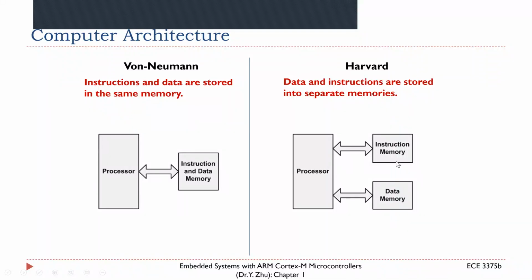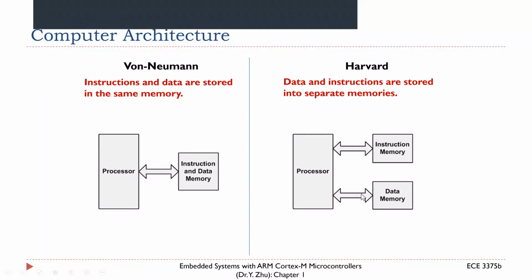Current advanced microprocessors use Harvard architecture. The reason is that the program stored inside the instruction memory can be read, or we call it fetched, to the processor, and then it will be interpreted, and based on what kind of program, the corresponding action should be done by the processor. Sometimes one action would be reading from the memory or writing to the memory.